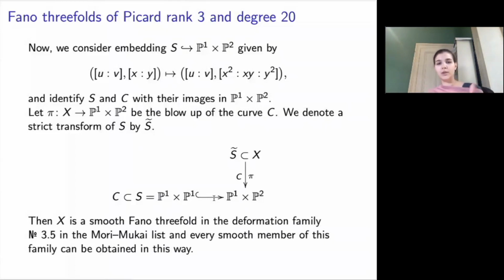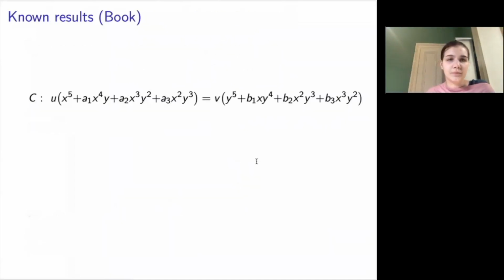So what we did, we had this surface S inside P1 cross P2. Inside of S, we had the curve C. Then we blew up the curve C, and we got our threefold X, for which we will try to prove that for some condition this X will be K-stable.